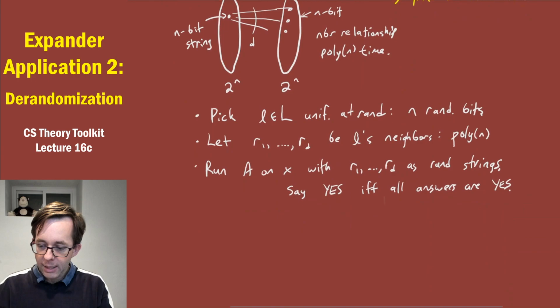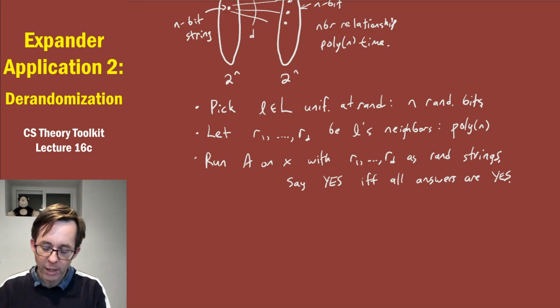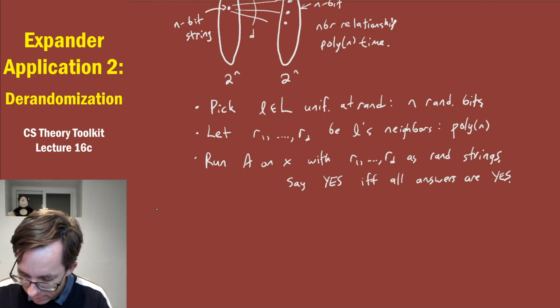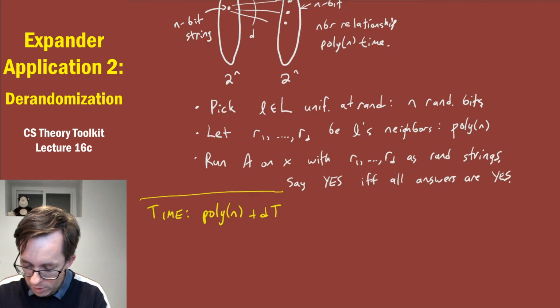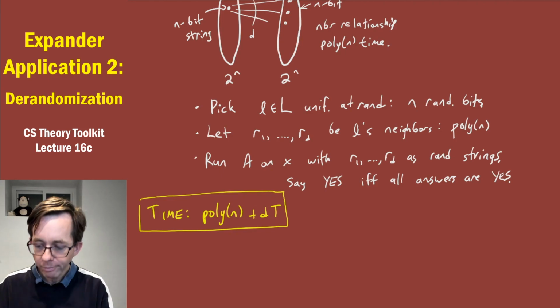Let's do the analysis of this. Several things are very good. This is a poly n time algorithm. In fact, it involves t as well. The time for this algorithm is poly n to compute these D different strings, plus we ran the algorithm D times, so poly n plus D times t. Compare that with the naive or standard repetition method. We added poly n time, but that's nothing too special.